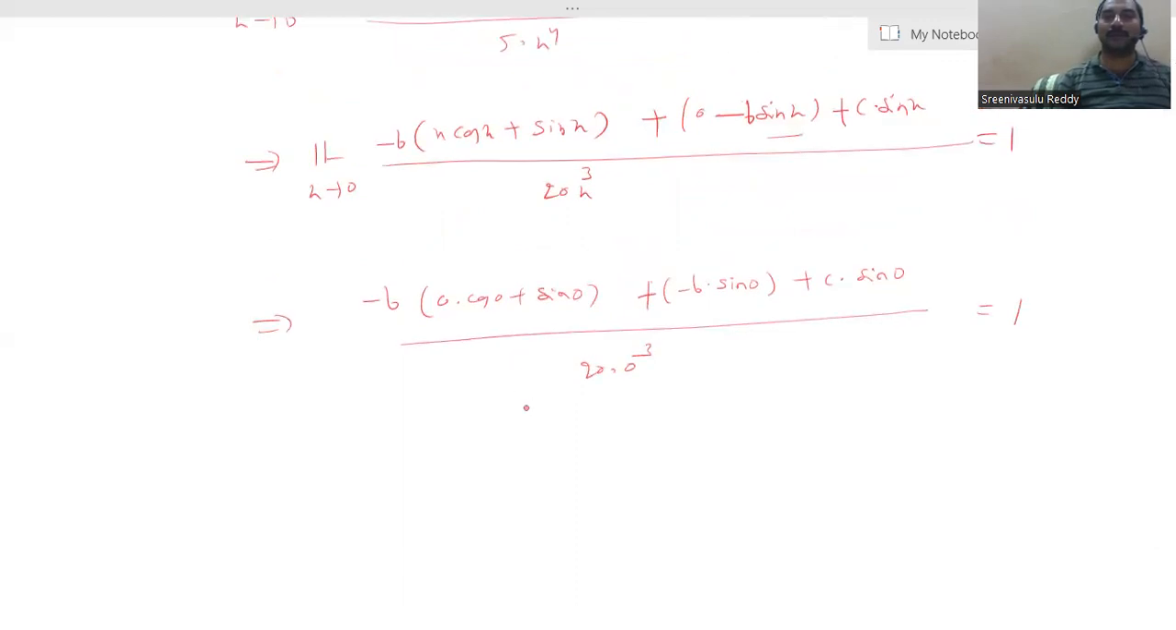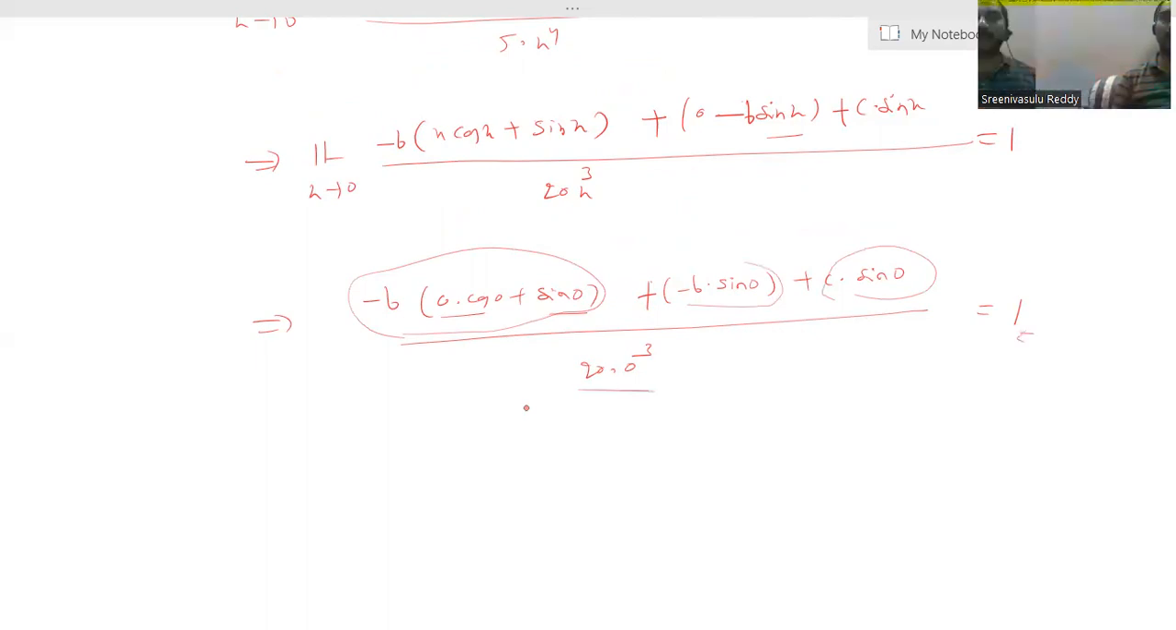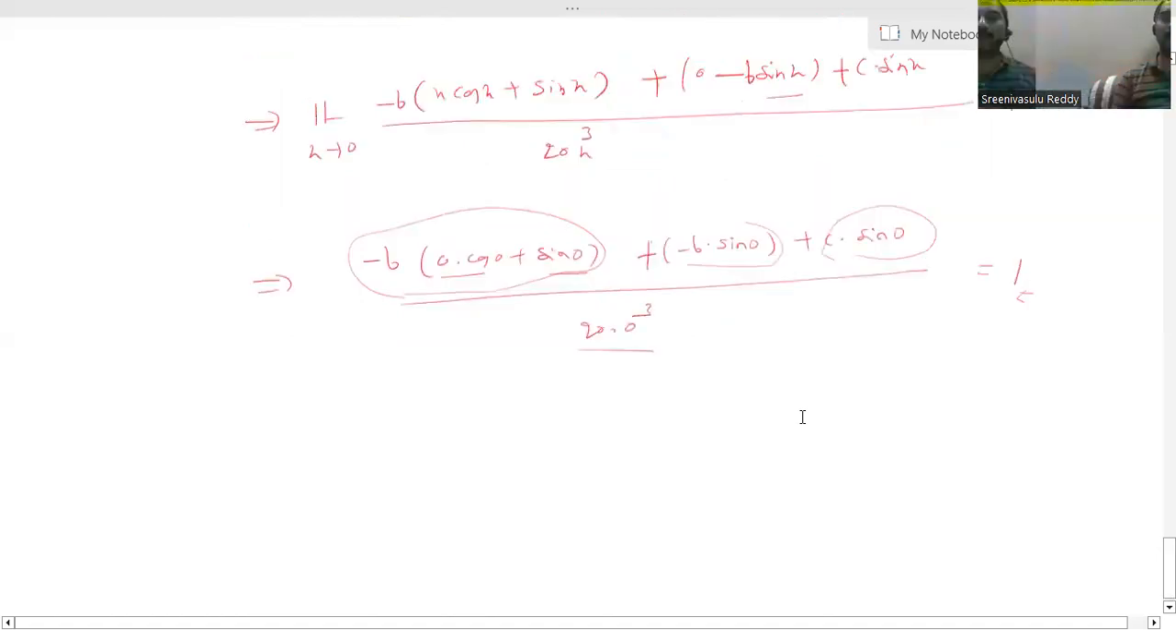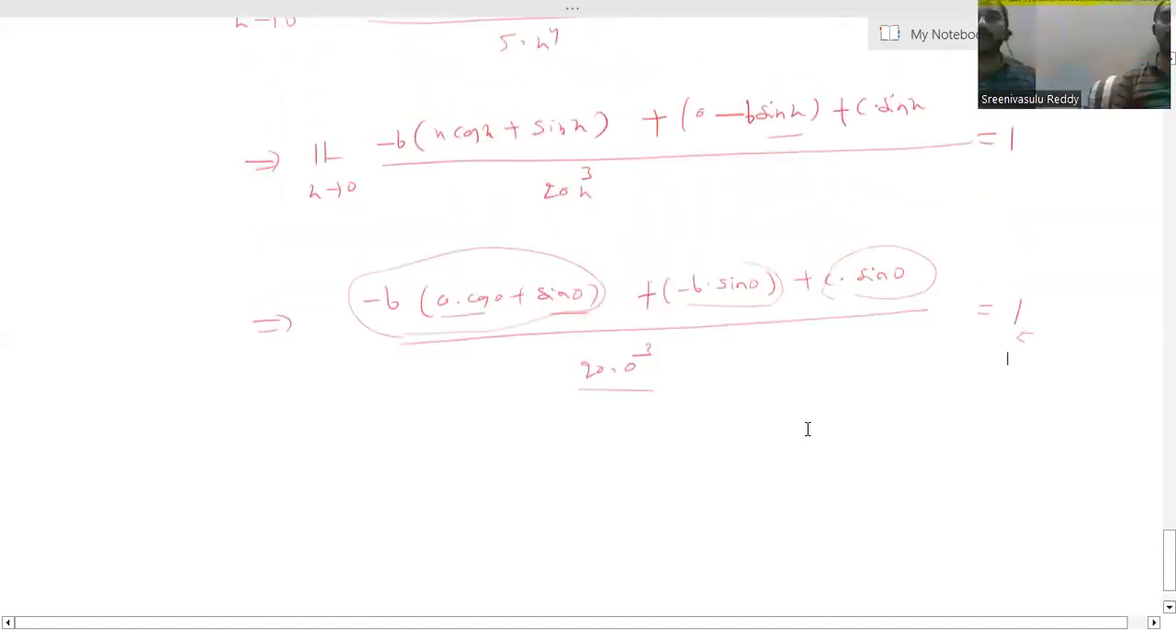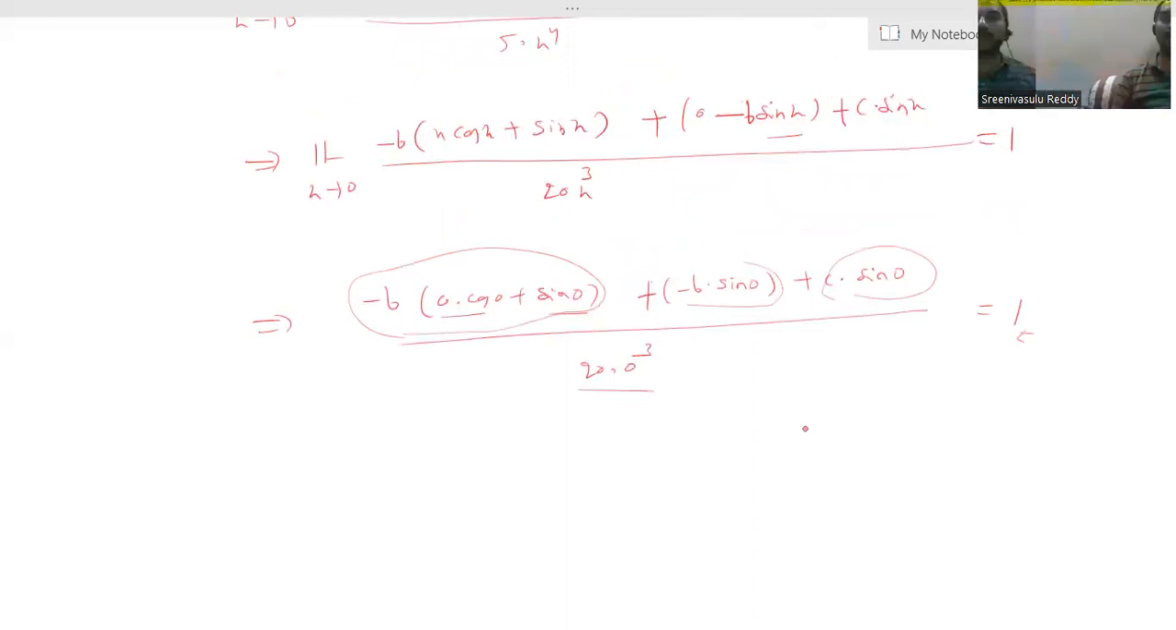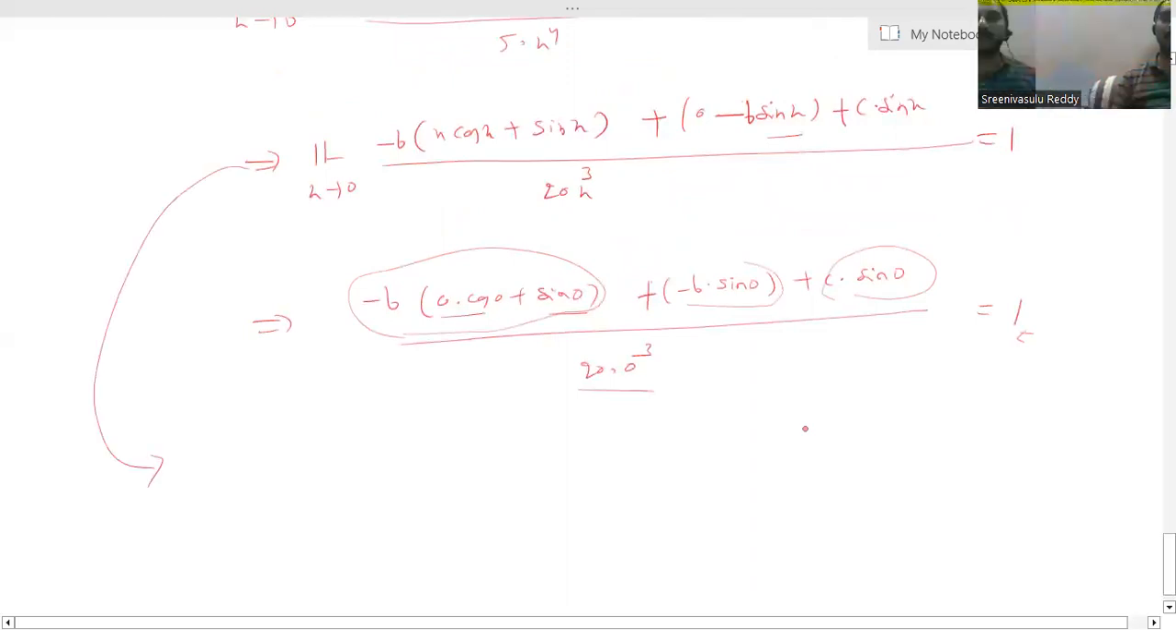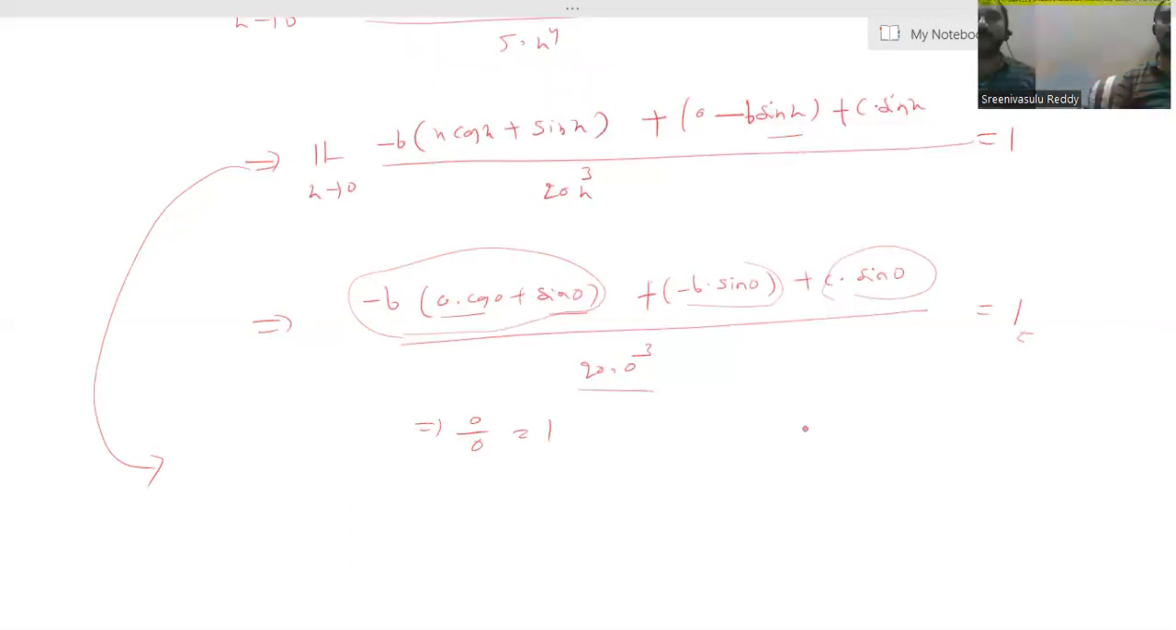Anyhow, what about the simplified expression value? Minus b, 0 into something is 0, so this total value is 0. Here sin 0 is 0, so the numerator is 0 and the denominator is 0. 0 by 0 is impossible. So you take one more derivative, the fourth derivative, using the third derivative, because it is impossible. That implies 0 by 0 equals 1. So one more time, apply the L'Hospital rule.